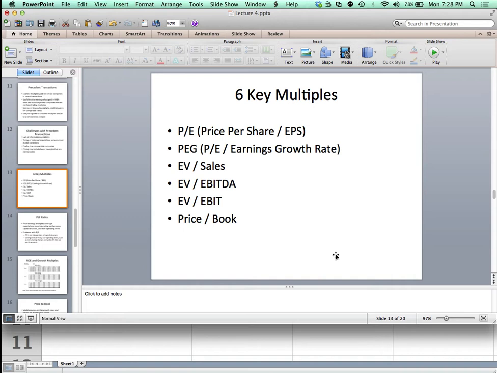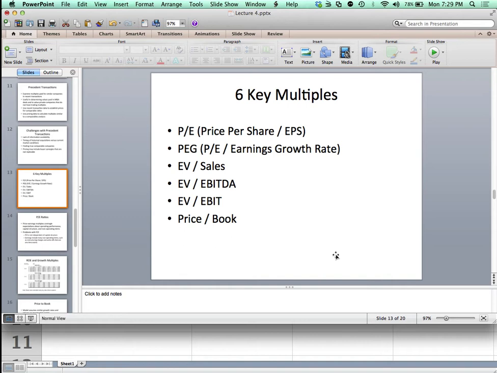Ratio number 3, enterprise value to sales. If you grow sales $1, how much am I willing to pay for $1 of sales? Right? So enterprise value to sales. What am I willing to pay for the sales? Enterprise value to EBITDA. If you grow your EBITDA $1, how much am I willing to pay for the EBITDA? Again, price relative to the EBITDA. And then EV to EBIT. If you have $1 of EBIT, what am I willing to pay for that? Again, multiples.